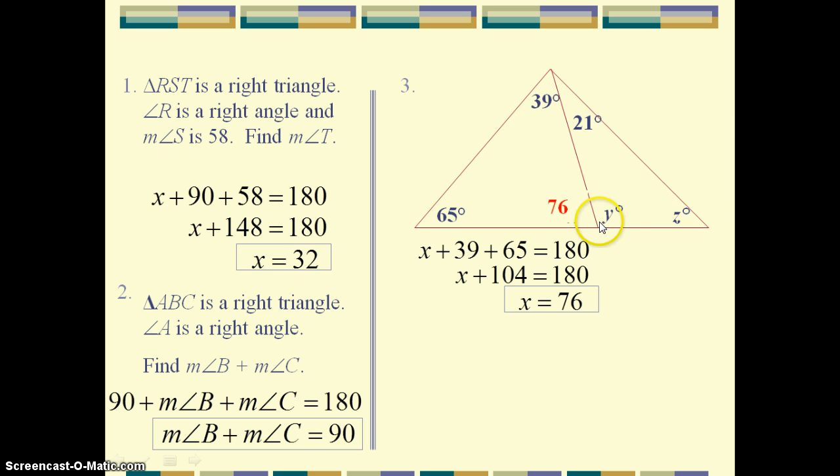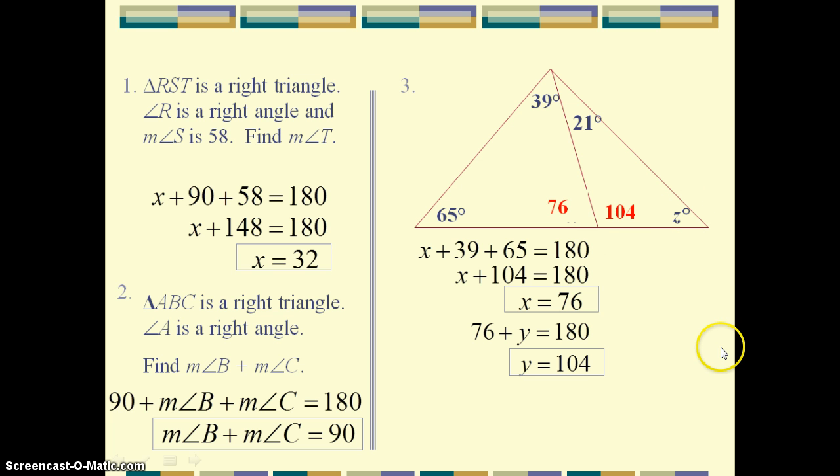Now, how can I find angle Y? Well, this 76 and angle Y form a straight line, so I know that they are equal to 180. You cannot forget everything we've learned in geometry. You will continue to use everything we've learned to this point. So since they're supplementary, we have 76 plus y is equal to 180. We subtract 76 from both sides to get y is equal to 104. Put that in my picture, and then now I can see how to solve for z.